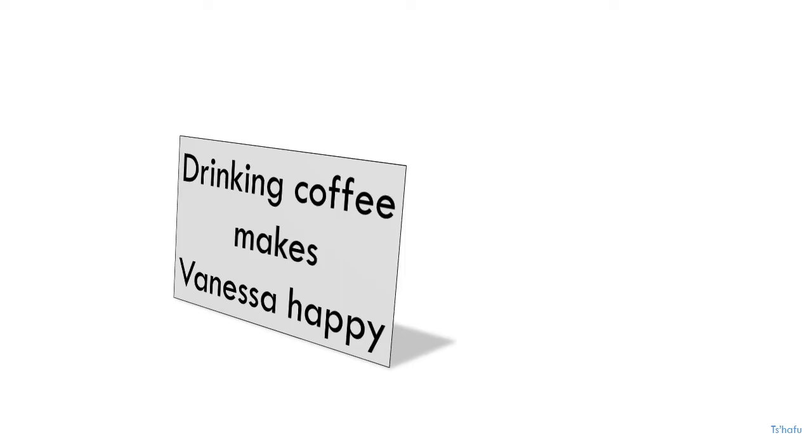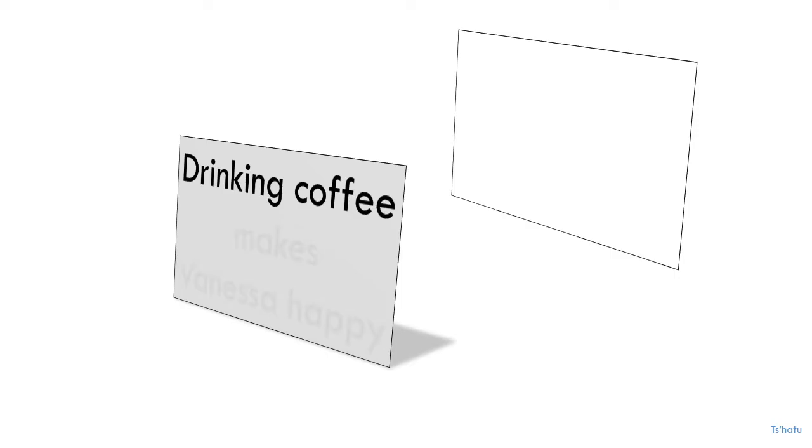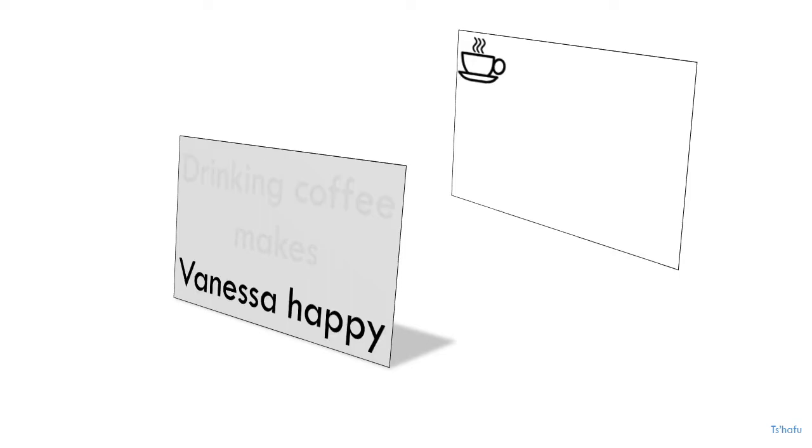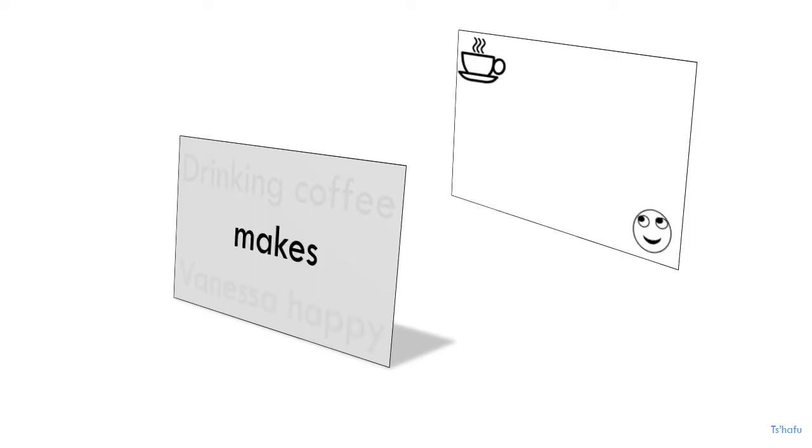It's pretty straightforward. So go ahead and let's map it on to the back. So what do we have here? Well, first we have drinking coffee. So we'll just now illustrate this symbolically onto the back, just like this. The second is Vanessa is happy. That's the second, so we'll indicate it as this. And then lastly, makes, right? And we'll indicate that as a simple arrow.